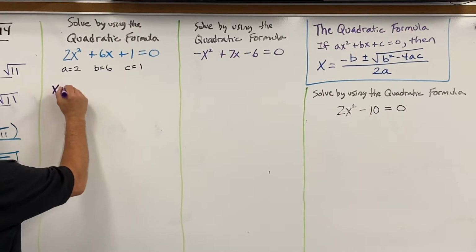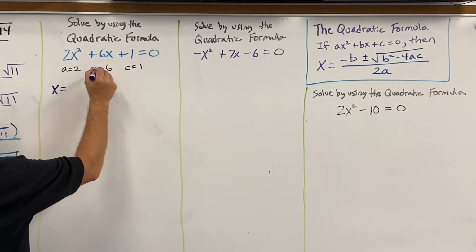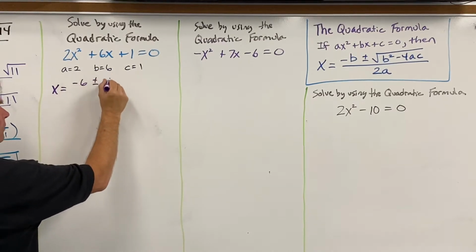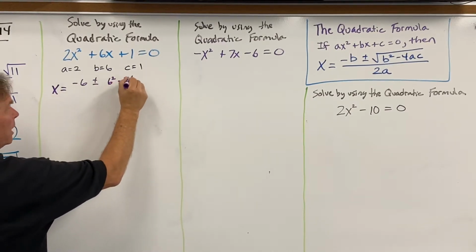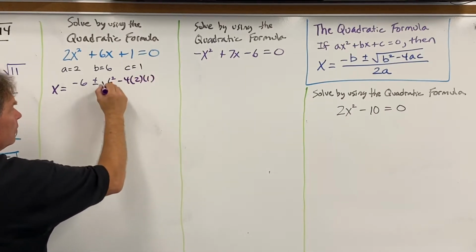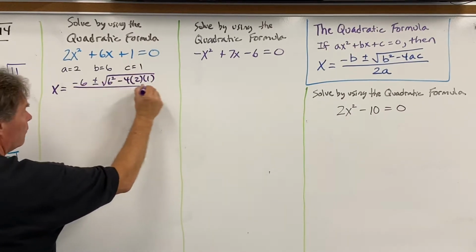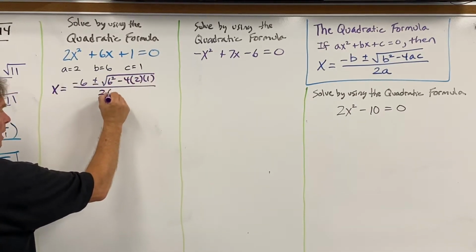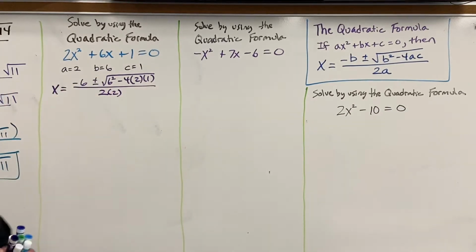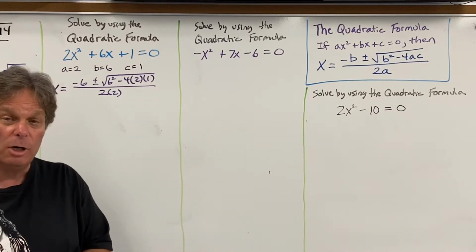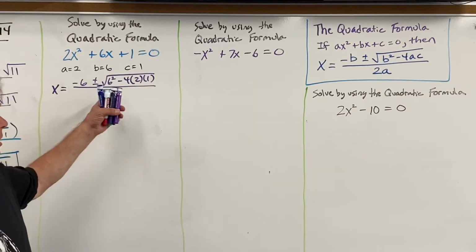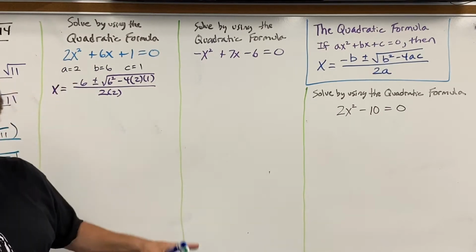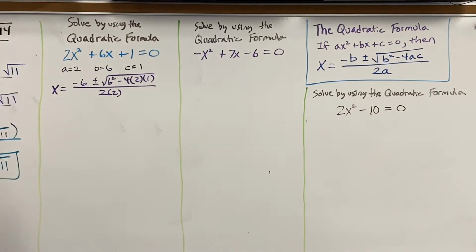So we got x is the opposite of b. The opposite of 6 is negative 6. Plus or minus the square root of b squared, so 6 squared, minus 4ac, 4 times 2 times 1, square root of that whole thing, all over the whole thing, all over 2a, 2 times 2. I did absolutely no thinking whatsoever. I just plugged numbers in for letters into the formula. I'm like a robot right now, just plugging numbers in for letters. Now I shall simplify.